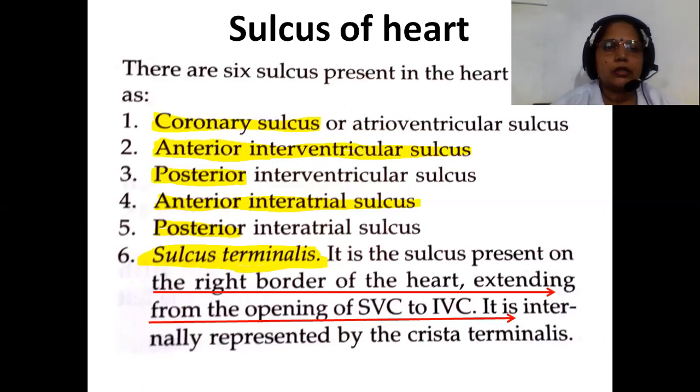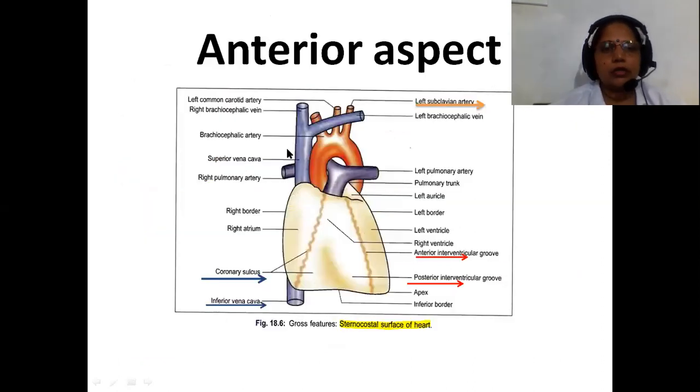Next are six sulcuses. Coronary sulcus, also called atrioventricular sulcus: atrium और ventricle के बीच में जो groove है, it is called the atrioventricular sulcus. Then anterior interventricular sulcus: दो ventricles के बीच में जो sulcus है और anterior में present है. यहाँ पे आप देख सकते हैं, ये है right ventricle और left ventricle, दो ventricles के बीच में anteriorly, so it is called the anterior interventricular sulcus or groove.